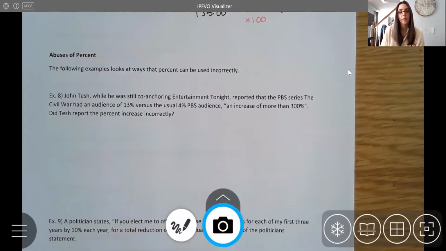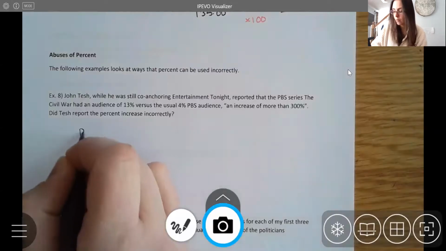So here's an example. John Tesh, while he was co-anchoring Entertainment Tonight, which is a show, reported that the PBS series The Civil War had an audience of 13% versus the usual 4% PBS audience. And he noted that this was an increase of more than 300%. So did he report the percent increase correctly or incorrectly? So let's figure it out.